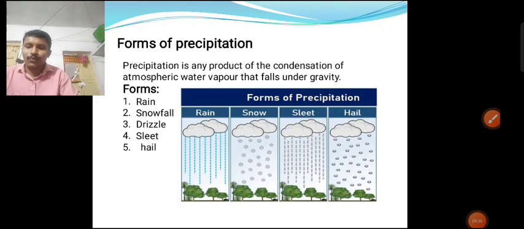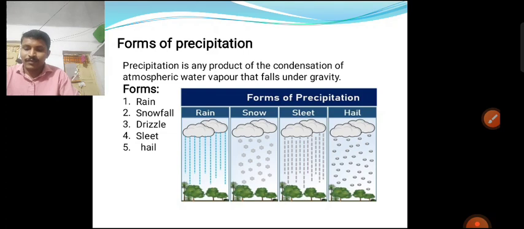Coming to the snowfall, it is precipitation in the form of ice crystals resulting from sublimation, that is, water vapor changes directly to ice. Here the water droplet size is 1 mm. Then coming to the drizzle, when the water droplet size is less than 0.5 mm, or the intensity of rainfall is less than 1 mm per hour, it is called drizzle.